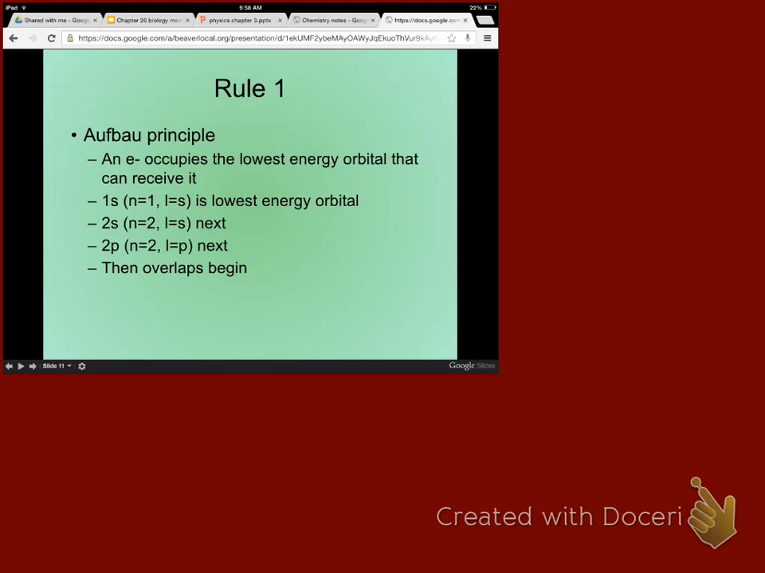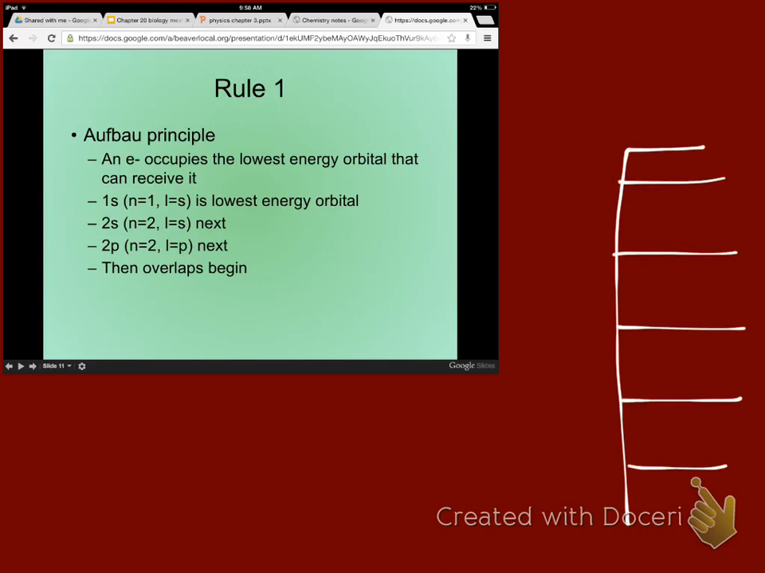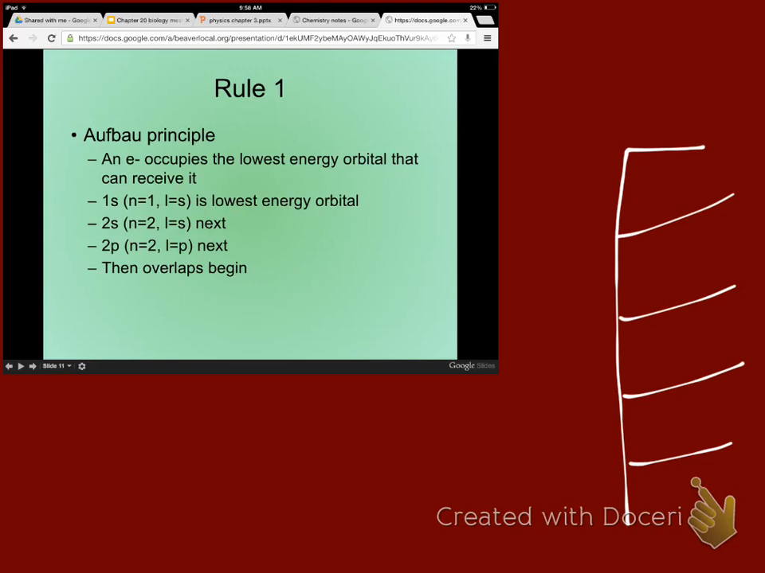Aufbau just says an electron is not going to go any higher in energy than it has to. It's going to take the lowest possible orbital, lowest energy orbital. So 1s will fill up first. And the metaphor I like to use here, because most of you will be going off to college and many of you will be living there in the next few years, is that we've got a dorm, a high-rise dorm.